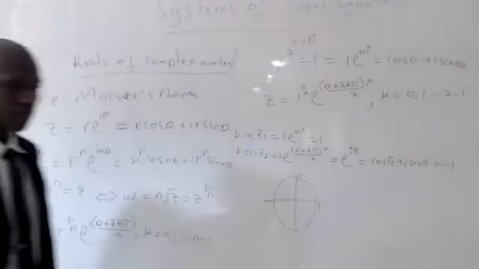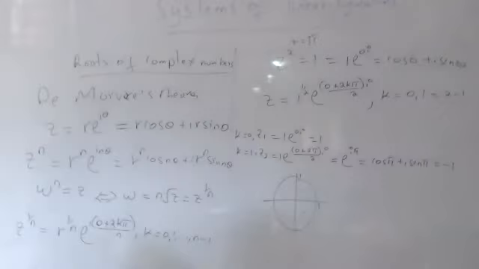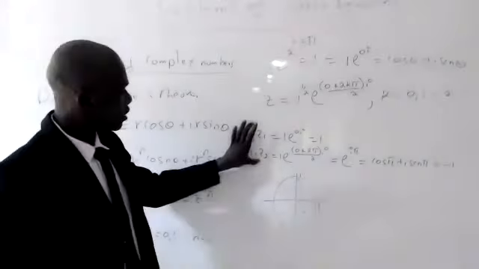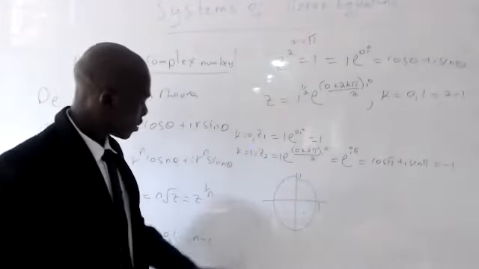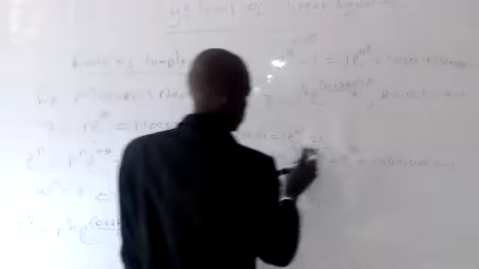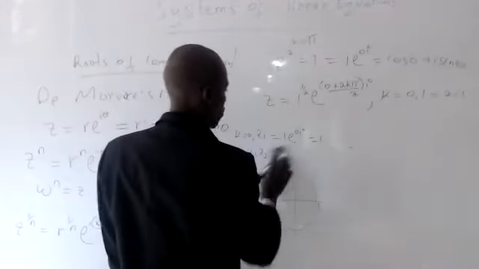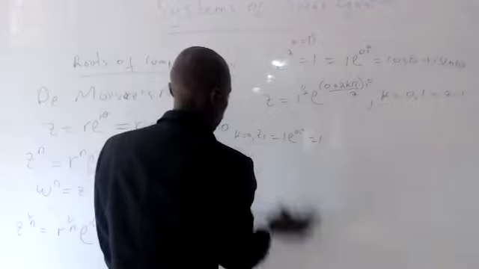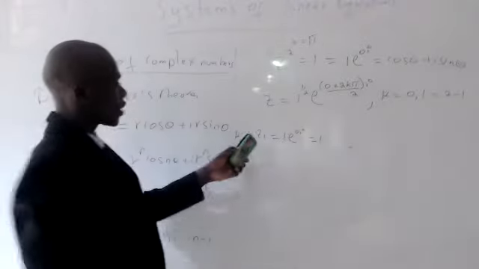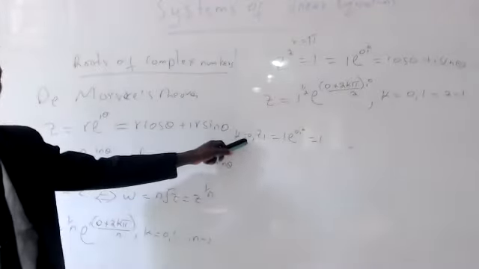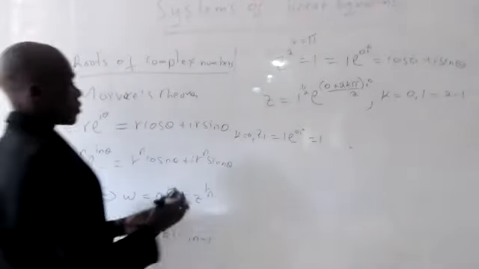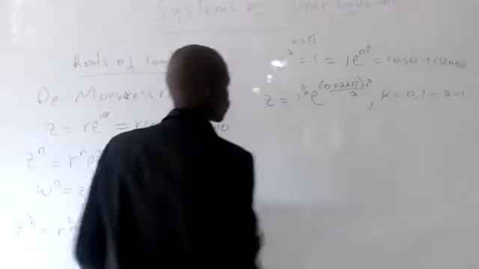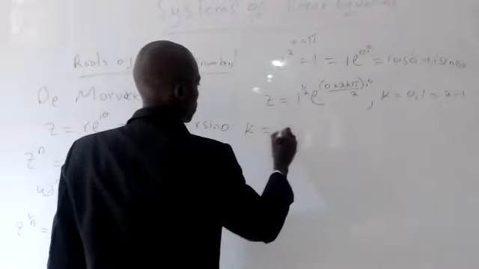Yes? Could you write those letters in a bigger handwriting? This one, yeah, k is equal to 1, all that, because it can't be seen well. Okay, 0 is okay. Is this okay, for k is 0? K is 0. I hope this will be okay.